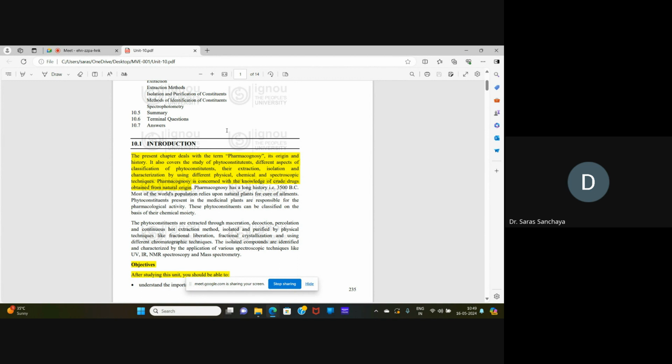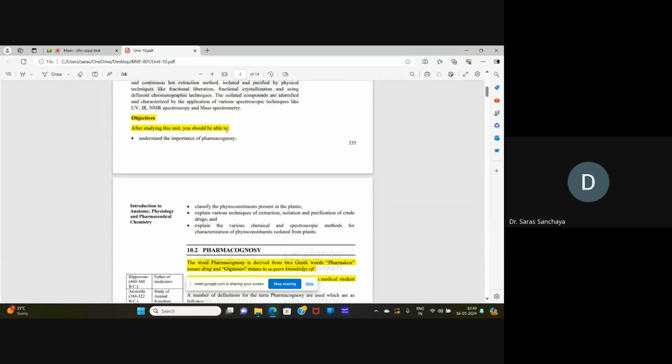Pharmacognosy is concerned with the knowledge of crude drugs obtained from natural origin. Pharmacognosy has a long history, 3500 BC. Most of the world's population relies upon natural plants for cure of ailments, and phytoconstituents present in the medicinal plants are responsible for the pharmacological activity, and these phytoconstituents can be classified on the basis of their chemical moiety.